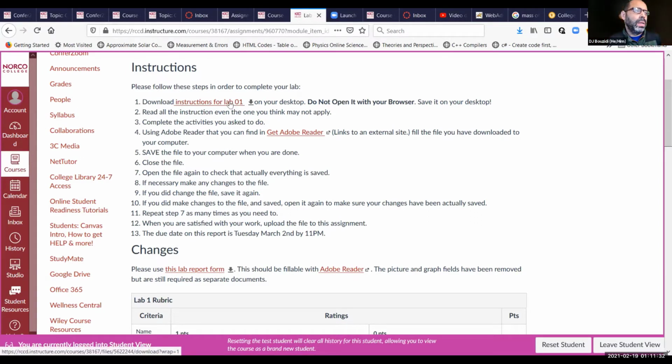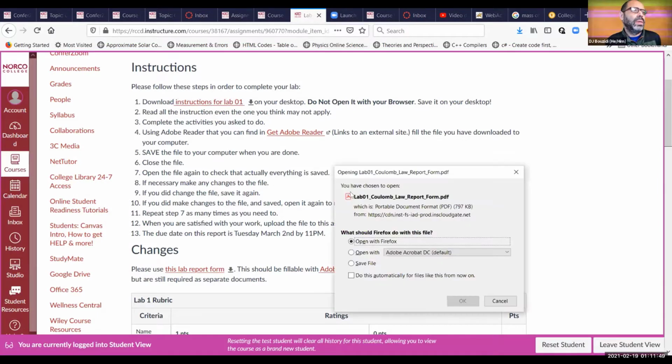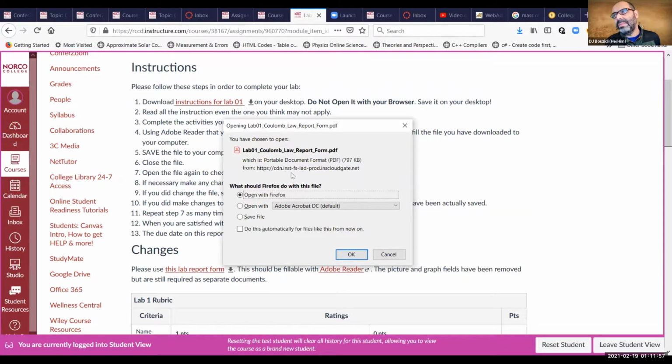So you open the file, you save it to your desktop. Do not open it, because if I try to click on it right now, it's going to tell me, let me click on it. It's going to say open, and sometimes it's immediate. I don't know if you see this dialog box that popped up on my screen. It says open with Firefox, because I'm using Firefox as a browser. So it defaults to using it with a browser.